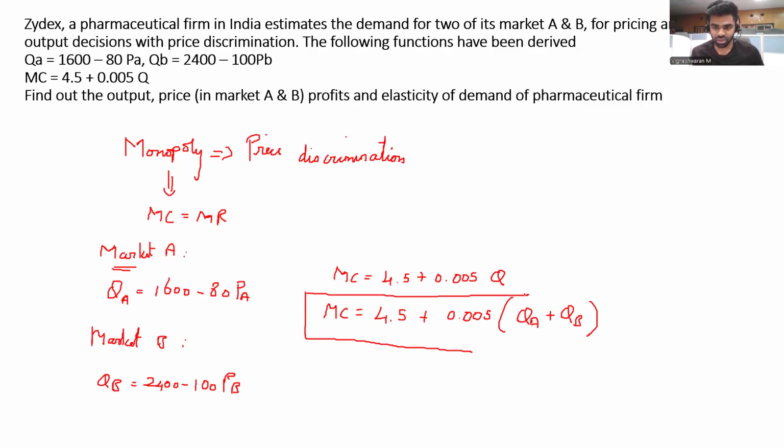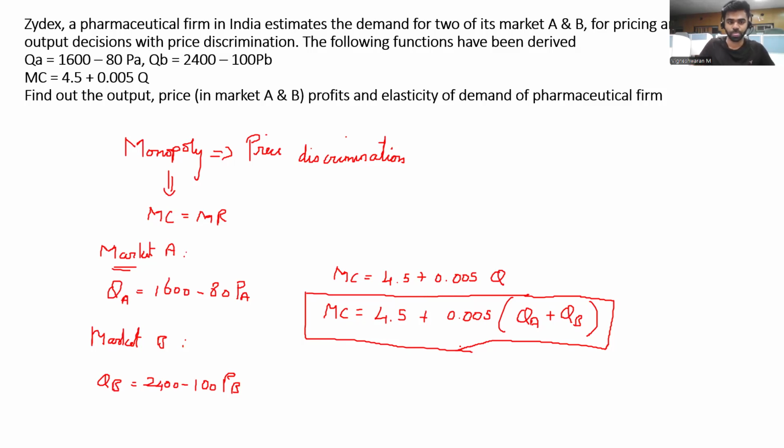What I am telling is, if they are dealing with 2 markets or 3 markets or 4 markets, whatever the number of markets, the marginal cost equation will be the same. It will not be different for different markets, but the quantity mentioned in the marginal cost will be the sum of all the quantities. You have to know only these things.